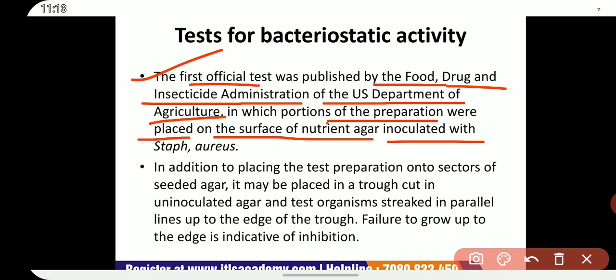This test was modified later by incorporating 10% of horse serum in the agar to simulate conditions in a wound, and a control consisting of unmedicated base was also used in each experiment. This test is known as the cup plate test.